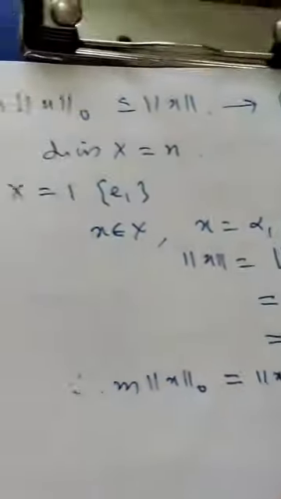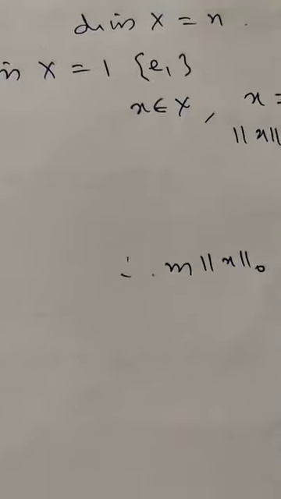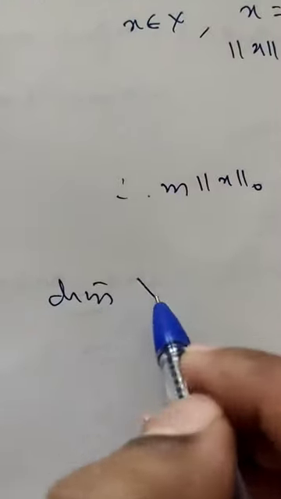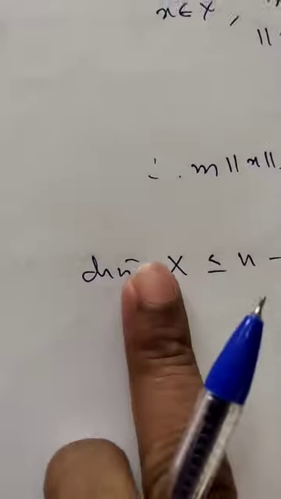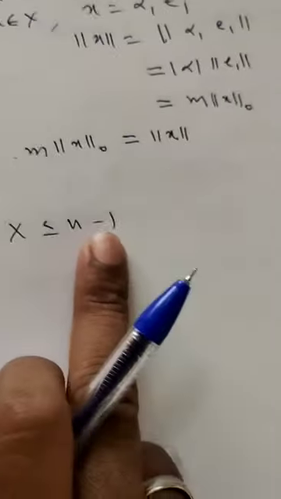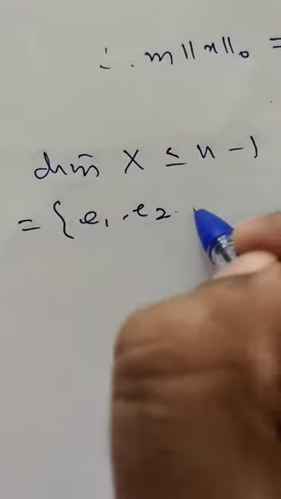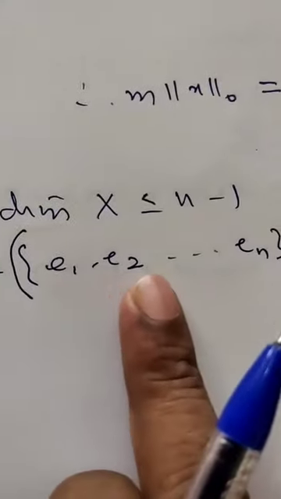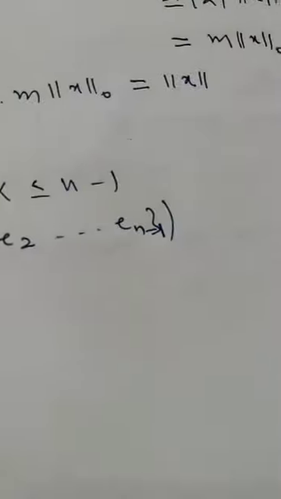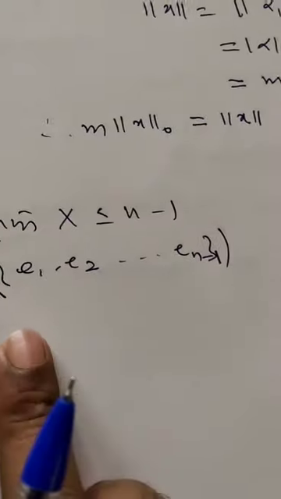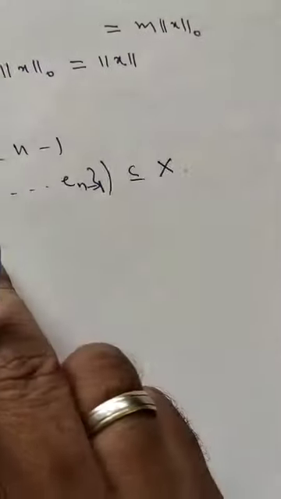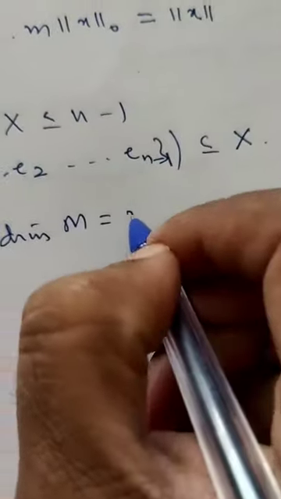Now assume that the result, which we may call equation 3, is true for all dimensions such that dimension of X is less than or equal to n minus 1. That is, up to all subspaces having dimension less than or equal to n minus 1, the result is true. So let M be of dimension n minus 1, which means it has a basis; suppose M is the subspace generated by these n minus 1 basis elements. Now definitely M is a subspace of X and dimension of M is n minus 1.